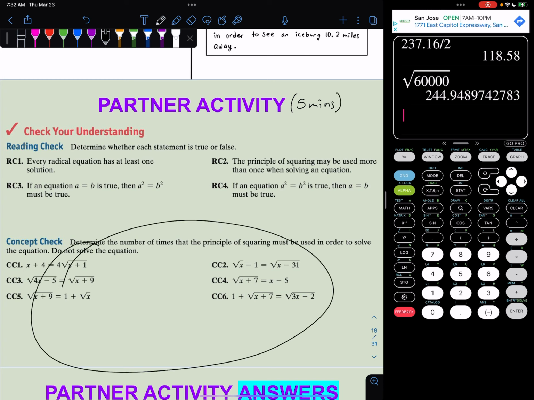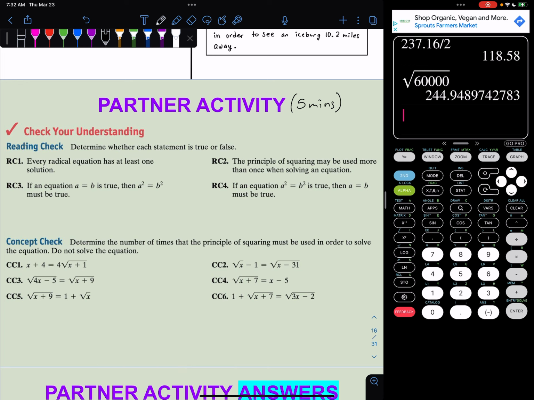The bottom section says determine how many times you need to use the principle of squaring. It doesn't say solve each problem, so do not solve the equations. How many times do you need to use principles of squaring? Okay, ready, set, go.